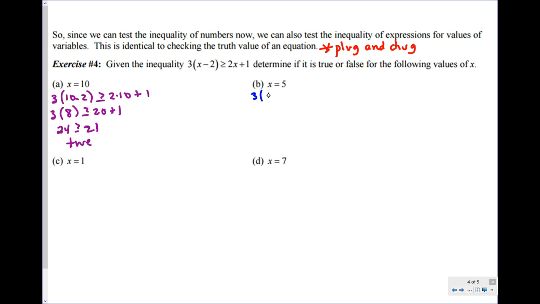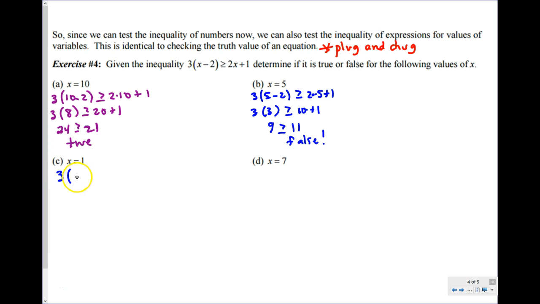I'm going to have 3 plug in the 5 minus 2, greater than or equal to 2 times 5 plus 1. That should be a plus. This becomes 3 times 3 is greater than or equal to 10 plus 1. 3 times 3 is 9. Oh, my pen is just doing kind of crazy right now. 9 is greater than or equal to 11. Is that true? No. 9 is not greater than 11. So that's false.